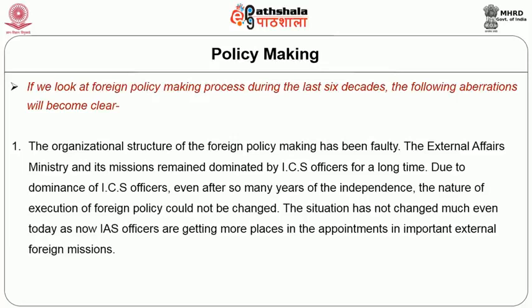If we look at the foreign policy making process during the last 6 decades, the following aberrations become clear. The organizational structure of foreign policy making has been faulty. The External Affairs Ministry and its missions remained dominated by ICS officers for a long time. Due to the dominance of ICS officers, even after so many years of independence, the nature of execution of foreign policy could not be changed. The situation has not changed much even today, as now IFS officers are getting more places in the appointments in important external foreign missions.